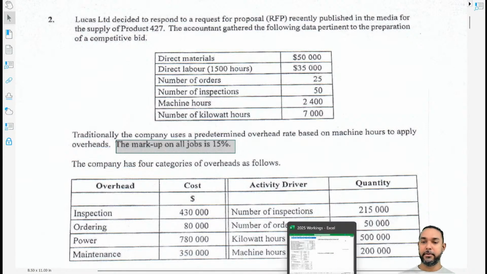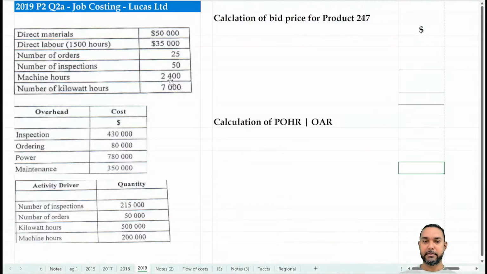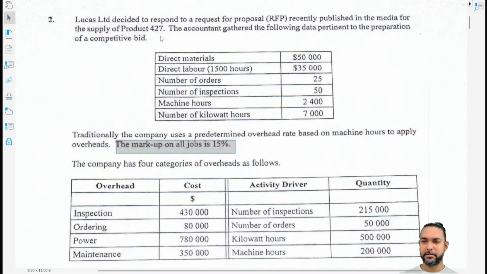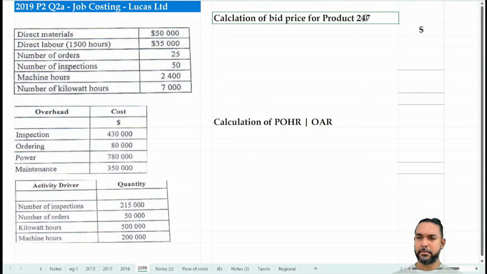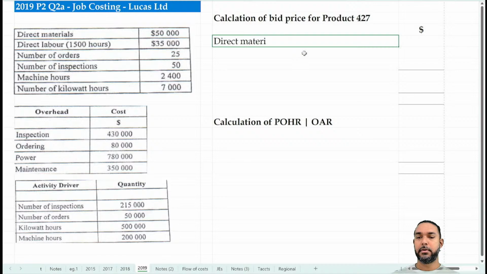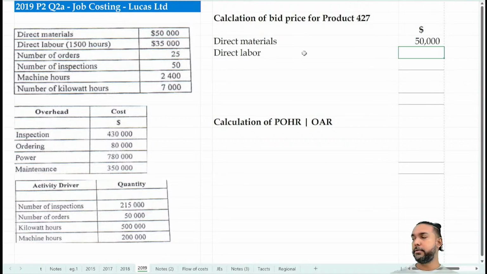Right. Okay. So what I did was I actually copied and pasted the details as best I could in the Excel sheet. All right. So we want to calculate the bid price of product 427. I know it wasn't 247. Right. So like I said, there are 3 components of cost. There are direct materials, 50,000. There is direct labor, which is 35,000.